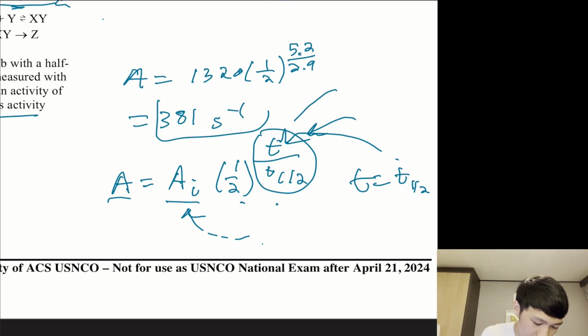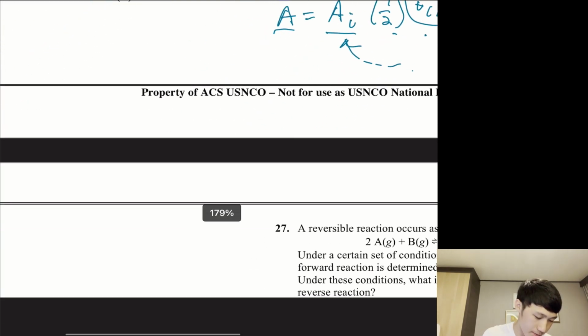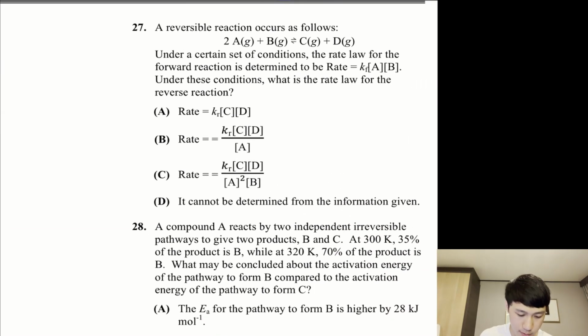So if we plug in any time to this t up here, we can figure out how much is remaining after that much time. I just plugged in the 5.2 years and the half-life of 2.9 and the initial activity of 1320. That's how I found the answer. Might have over-explained it a little bit, but oh well.